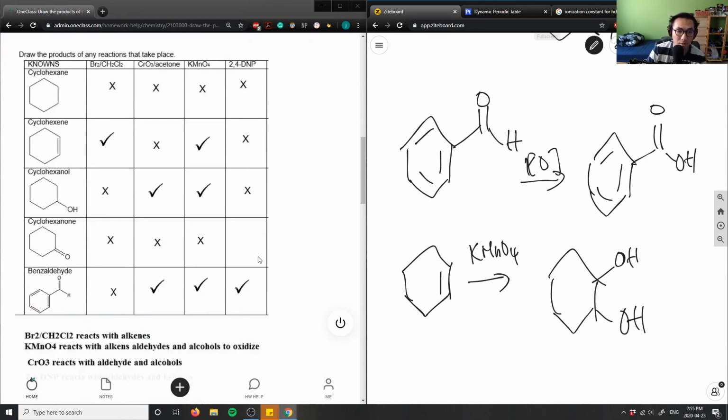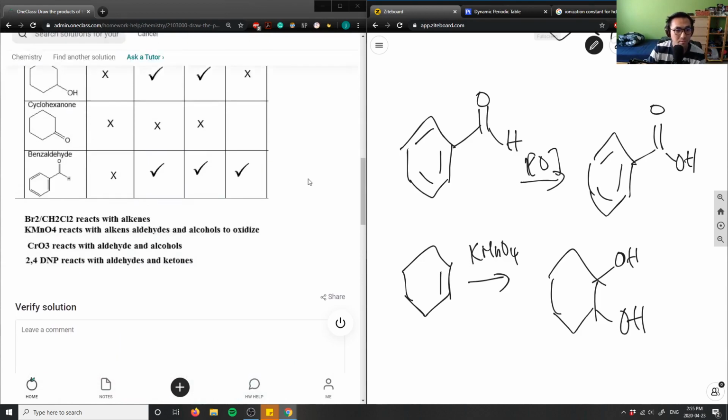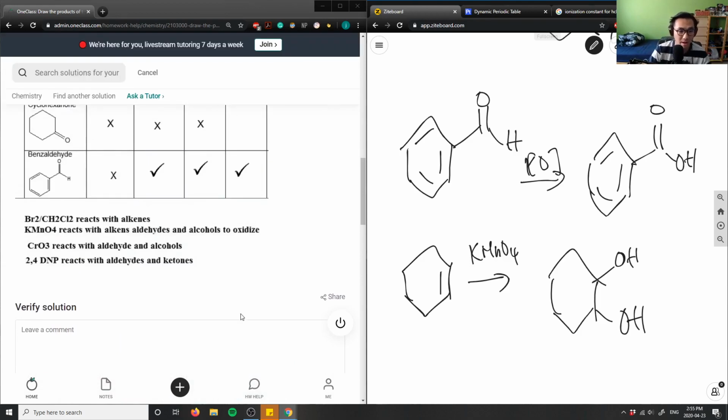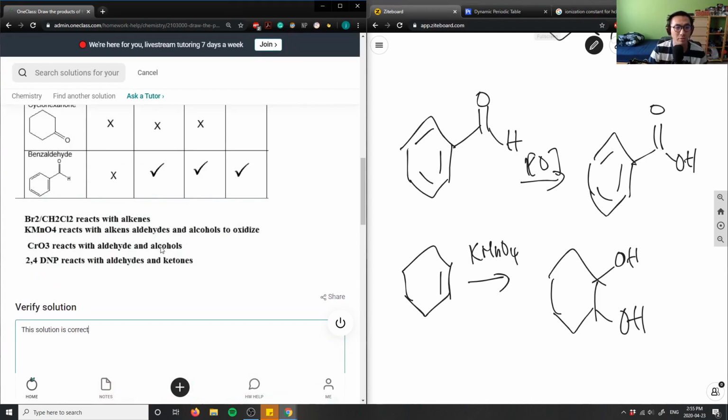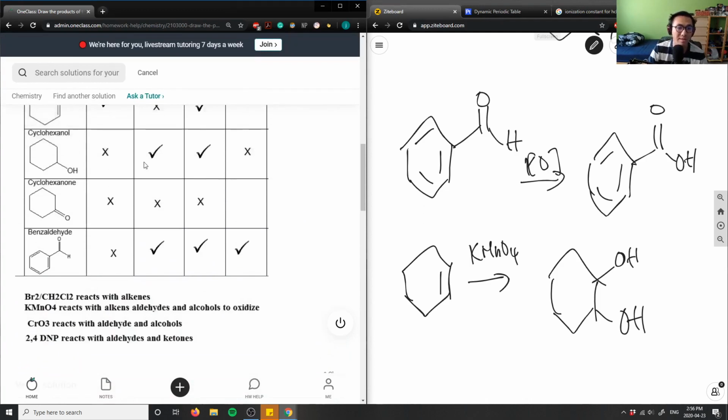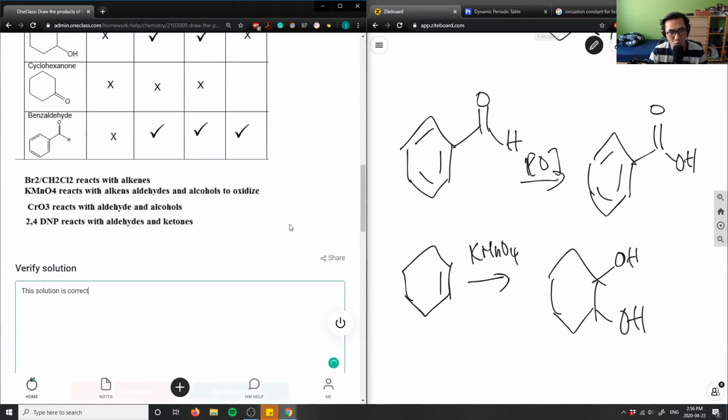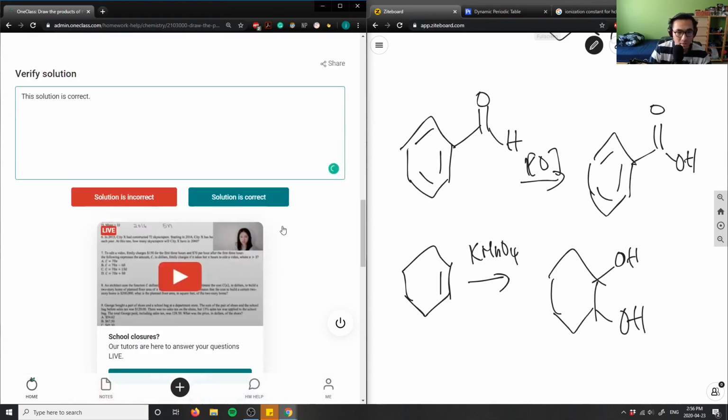And finally, benzaldehyde, I can oxidize with both to become carboxylic acids, and it will become a red precipitate in 2,4-DNP. So this solution is correct. CrO3 here only reacts with aldehydes and alcohols and not alkenes. It's because KMnO4 is such a strong oxidizing reagent that it can actually produce a diol here. The solution is correct.